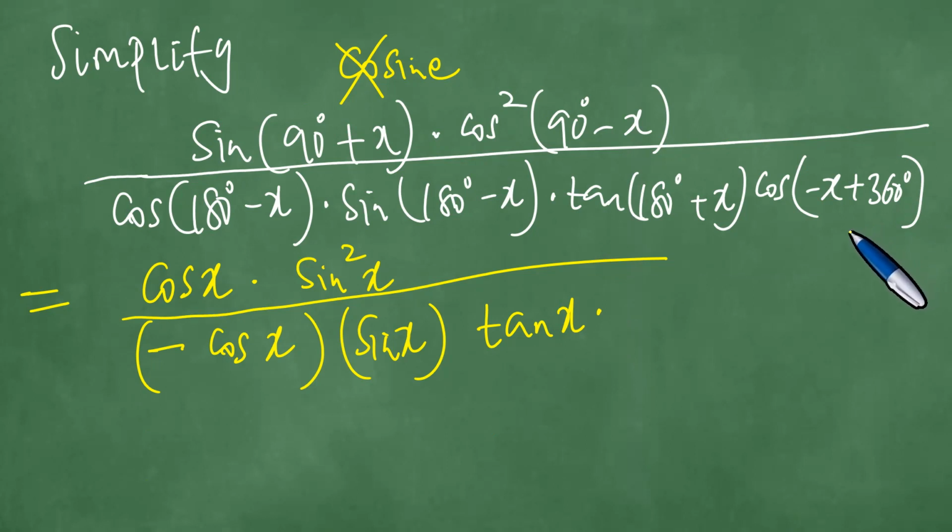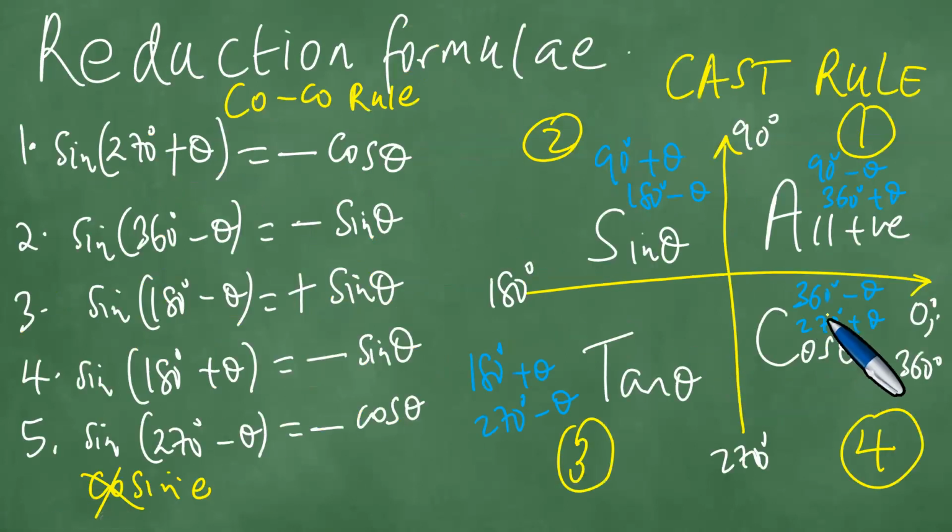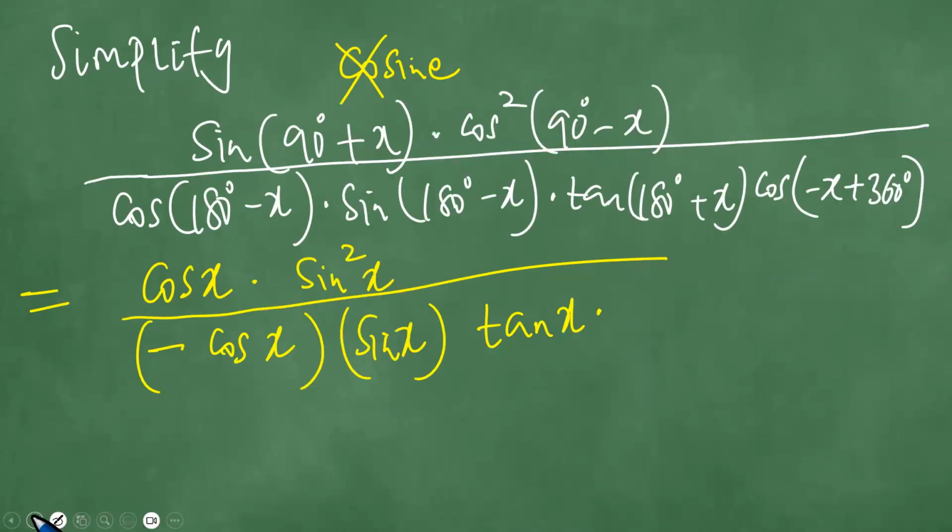In the fourth quadrant, what do we have? The fourth quadrant is only the cosine. 360 minus theta is in the fourth quadrant. In the fourth quadrant, only the cosine is positive, according to the CAST rule. So in other words, this is going to be positive cosine x. Okay. What is all this?